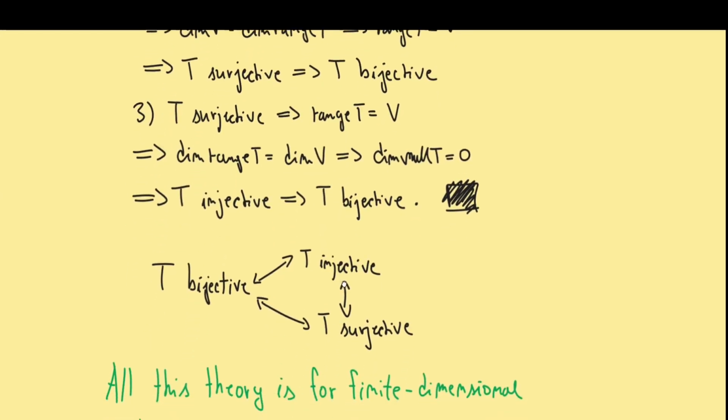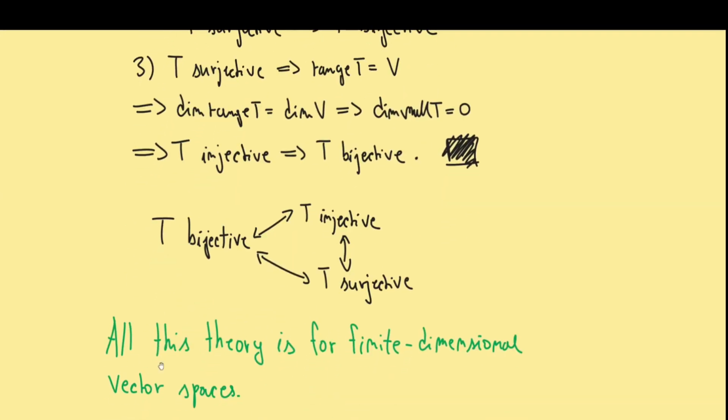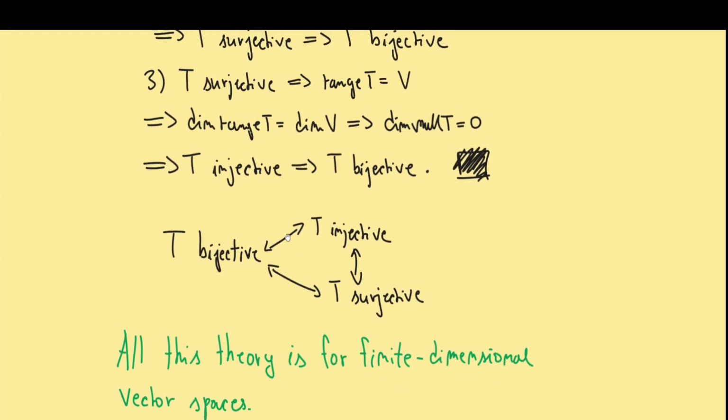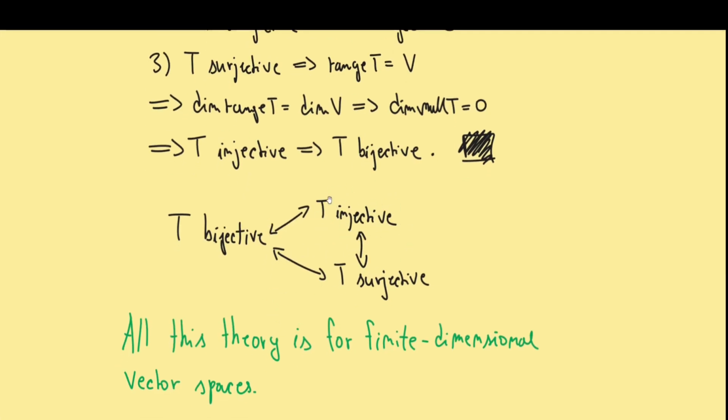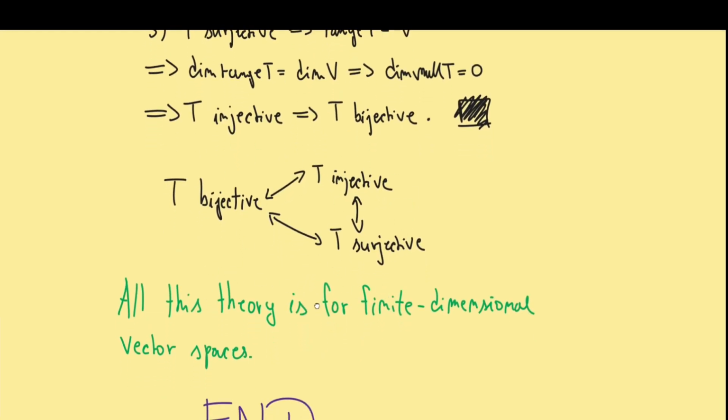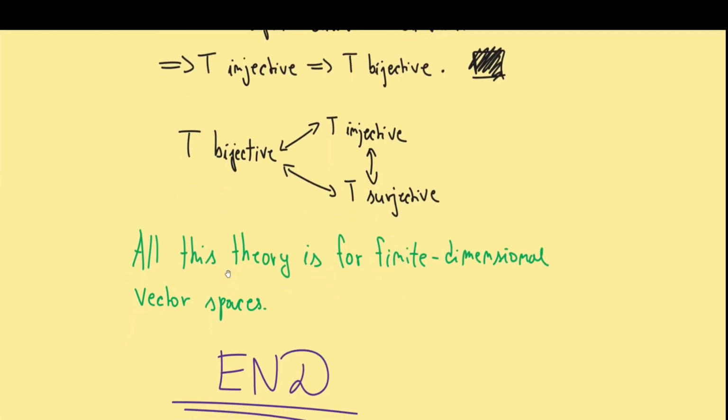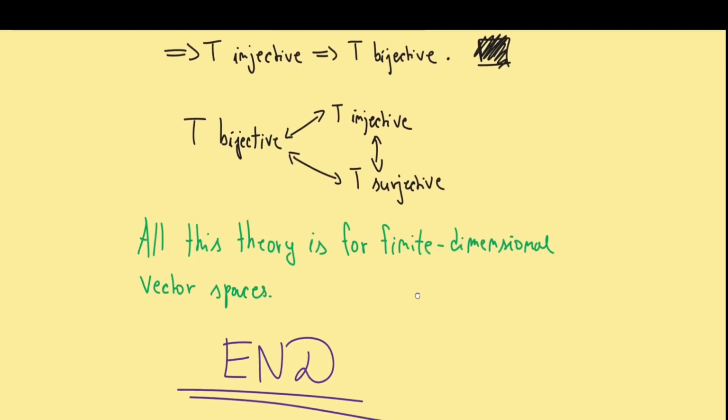So for linear operators, again in finite dimensional vector spaces, we get all of these equivalences. So just from knowing that T is injective, we can safely conclude that T is a bijection. That's a very powerful result that holds for linear operators on finite dimensional vector spaces.